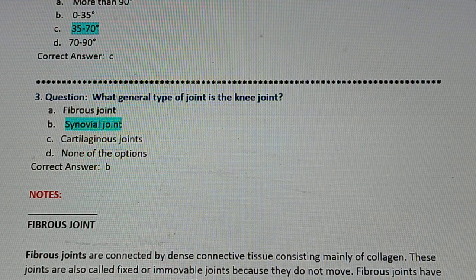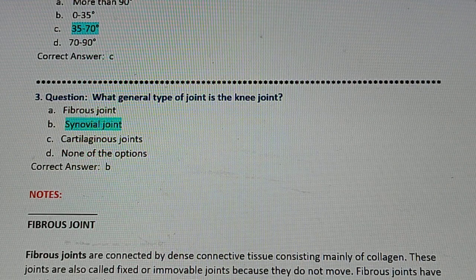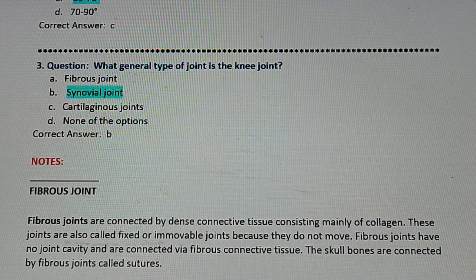So I have here the notes of all the choices on question number 3. Just for additional information for you guys, I have provided you here the notes for all the types of joints, as mentioned in the answers on question 3. So fibrous joints. Fibrous joints are connected by dense connective tissue consisting mainly of collagen. These joints are also called fixed or immovable joints because they do not move. So there you go, guys. They are immovable joints.